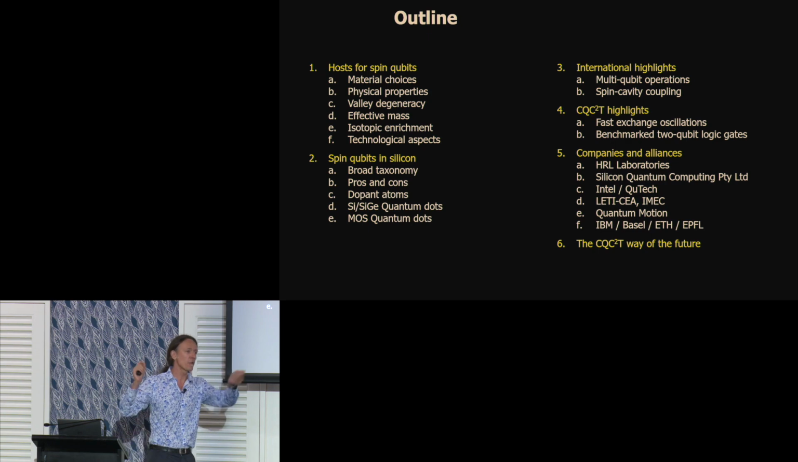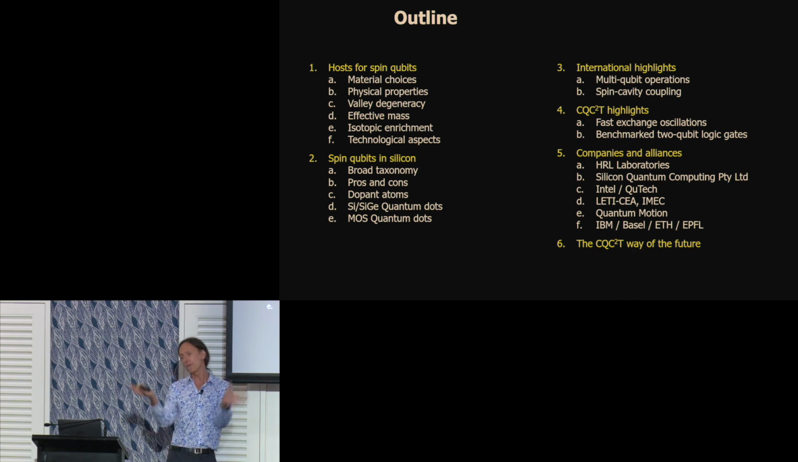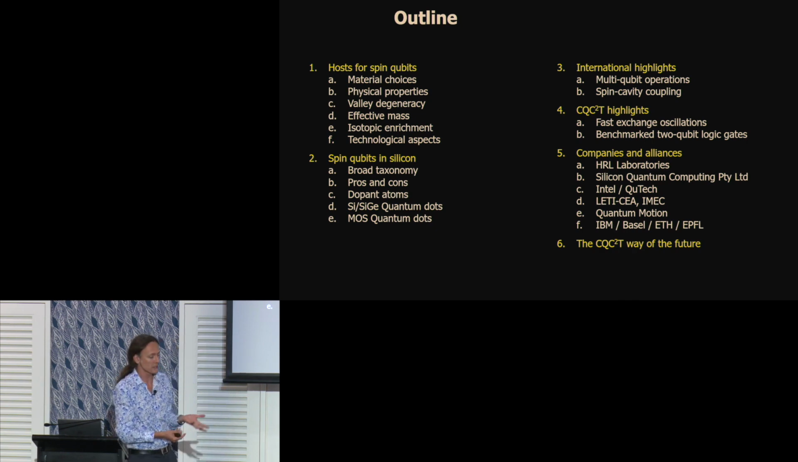Especially for the people who don't work in silicon qubits, you will hear talk of valley degeneracy, effective mass, and isotopes, and those terms may not mean very much to you. So I really want to show what they mean and how they matter in the way we actually build the quantum computers.